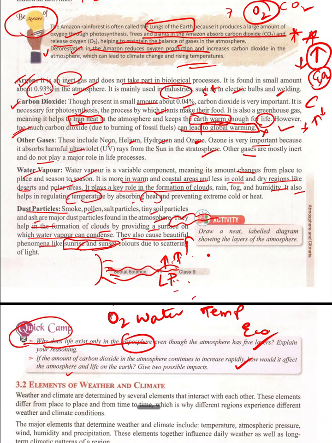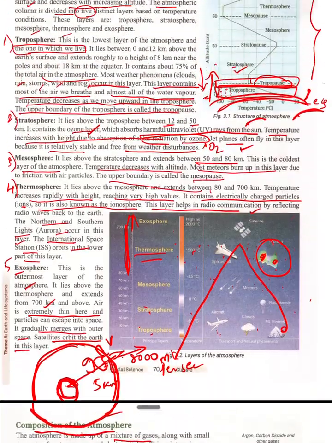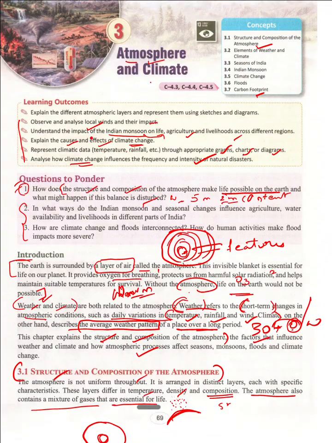Here one more activity has been given. Draw a neat and labeled diagram showing the layers of the atmosphere, which will help you understand better. Go with this activity. By the next class, we will deal with elements of weather and climate, and the questions also, as mentioned here. Indian monsoons will only come once we discuss elements of weather and climate.